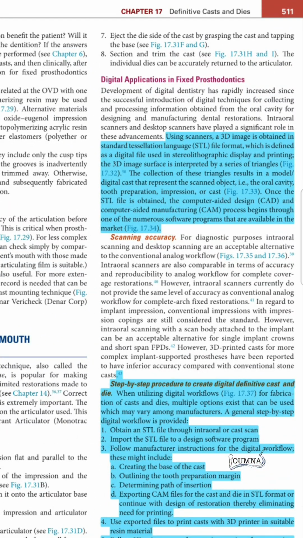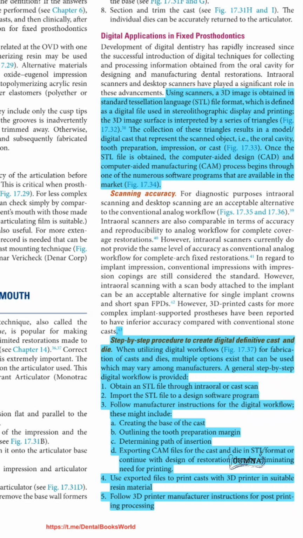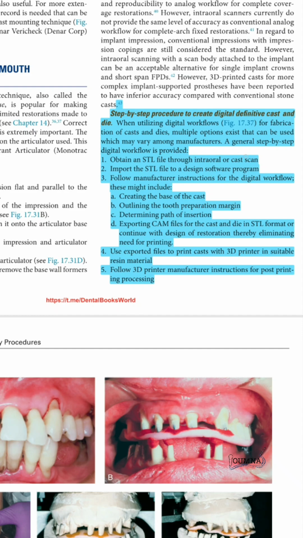When we use a scanner to get a 3D image, it is converted to an STL file format, which is a method of dividing the scanned object into triangles, where each point of the triangle defines the place, the position, and shape of the material that is being scanned. So the collection of these triangles results in a model that represents the scanned object, so it can be manipulated using CAD, the computer aided design programs, to get the CAM, the computer aided manufacturing, result. So the file is imported to the software.